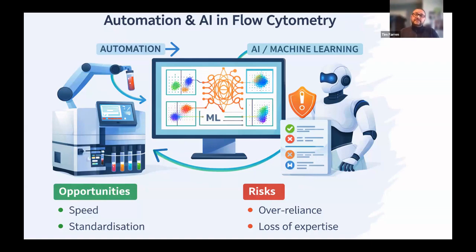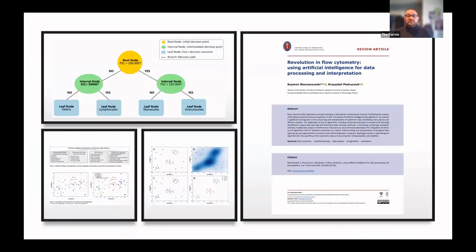However, there are important risks that we need to consider when we look at automation and AI, because there is the potential for an over-reliance on these tools, particularly if results are accepted without clinical review. In addition, as automation becomes more embedded, there's real concern around the gradual loss of expertise within the laboratory workforce. So I think we have to be very careful that we don't over rely on technology and we don't lose our expertise because of it.